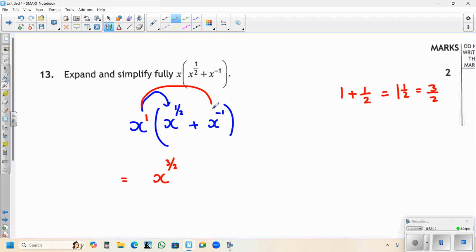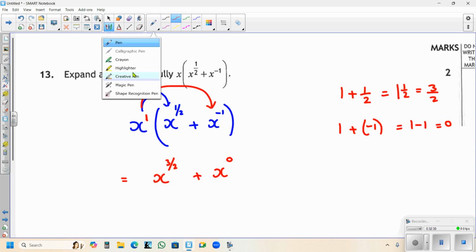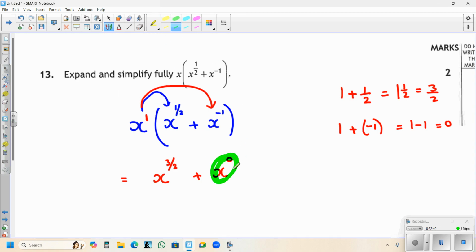Then I've got to do x to the 1 multiplied by x to the negative 1. So we're adding the powers again. So I've got the power of 1, and I want to add on negative 1. So that's the same as 1 take away 1, which is equal to 0. So that gives me x to the power of 0. This is a classic question. X to the power of 0, anything to the power of 0 is equal to 1. So there'll be 1 full mark in that question for that bit alone. So you've got x to the power of 3 over 2 plus 1. And that's our final answer.